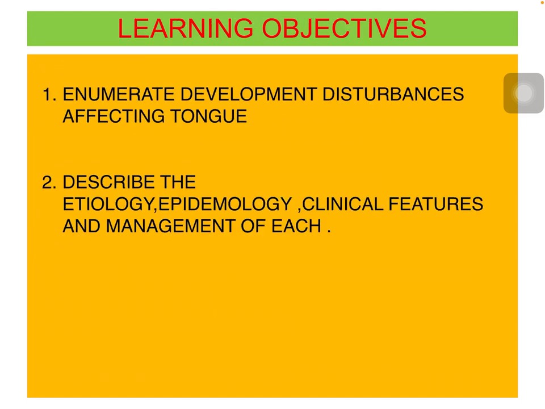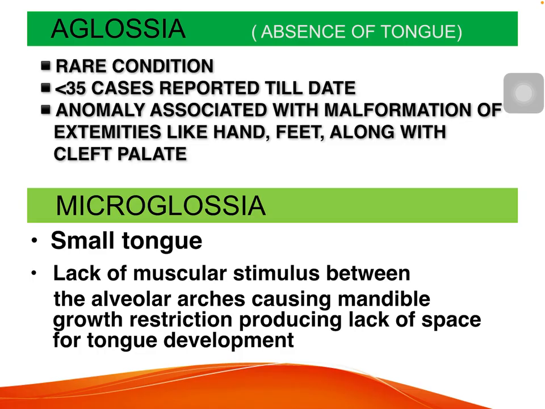So the learning objectives of this topic would be: the student should be able to enumerate the developmental disturbances affecting the tongue, and the student should also be able to describe the etiology, the epidemiology, clinical features and management of each of the developmental disturbances affecting the tongue.